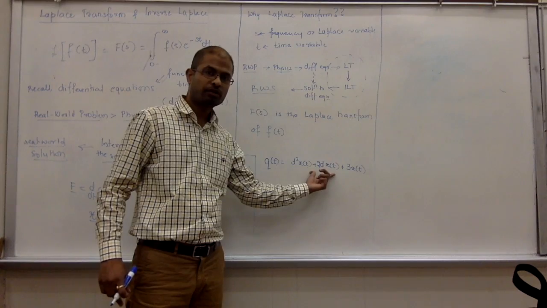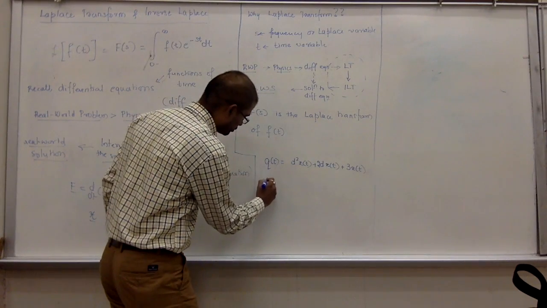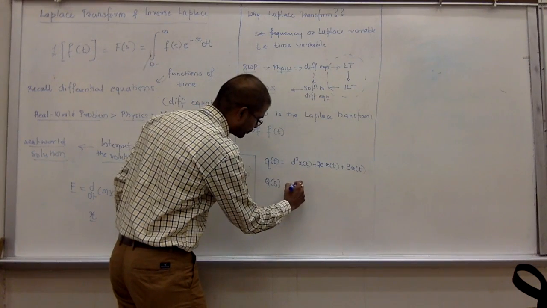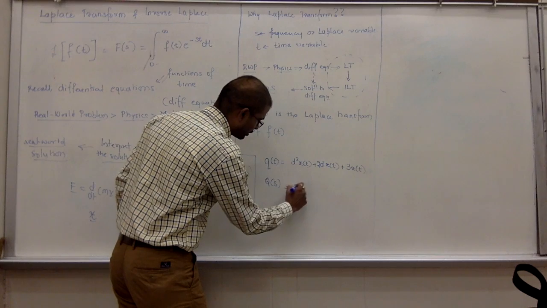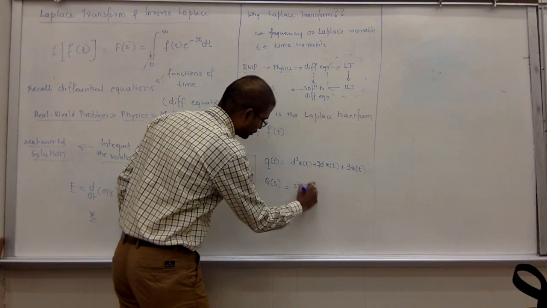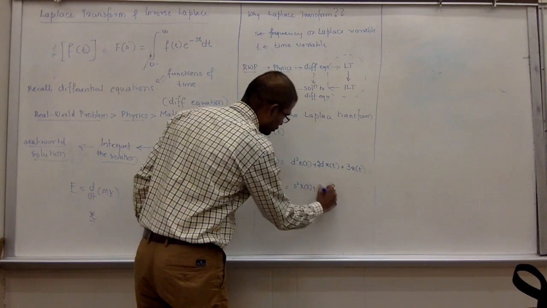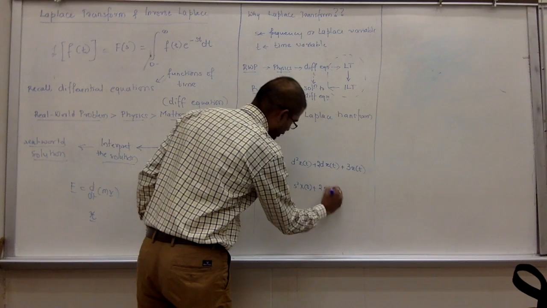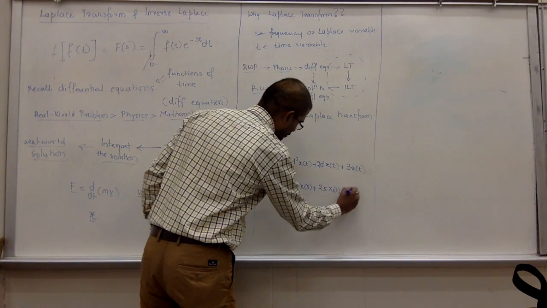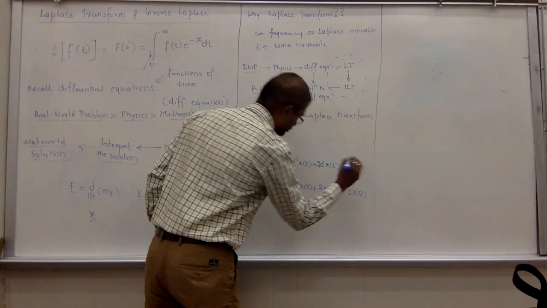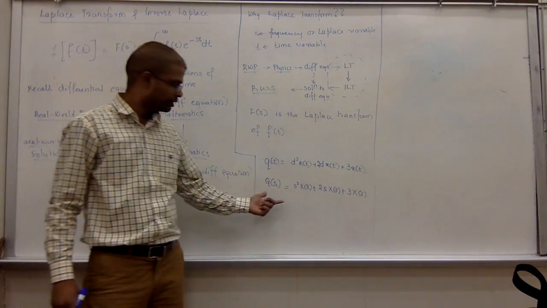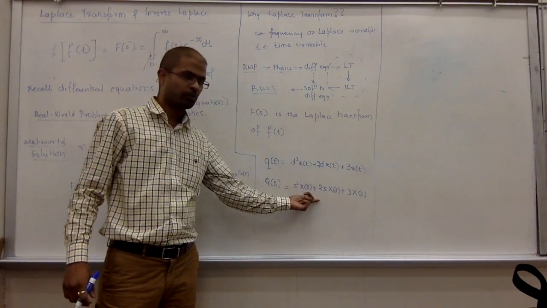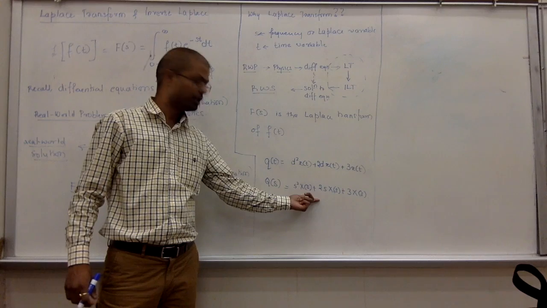Now, when you take the Laplace of this, you are going to end up with Q of S equal to S square X of S plus 2 S X of S plus 3. So if you see, this is a differential equation, this is a Laplace transform. There is a very nice, very easy pattern if you look at it.